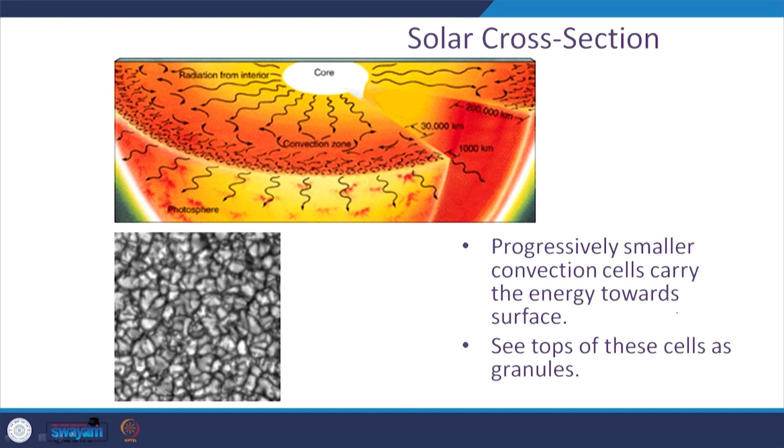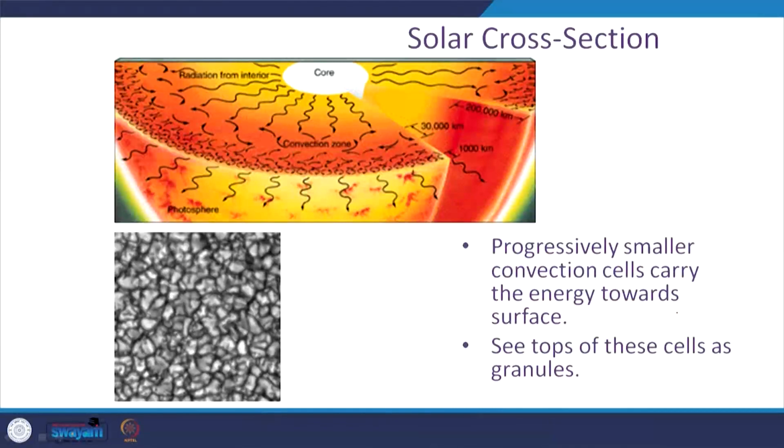Okay. Now, what is the proof for you to believe that there is convection happening below the photosphere? The proof is that if you take a cross section, what you see from this figure is that you have the core, which you see in the white color, existing at a very high temperature, and then you see the radiation traveling from the core to the convective zone, and then you see these convective cells which are transferring the mass from one point to another point.